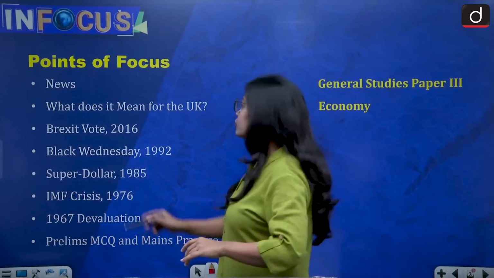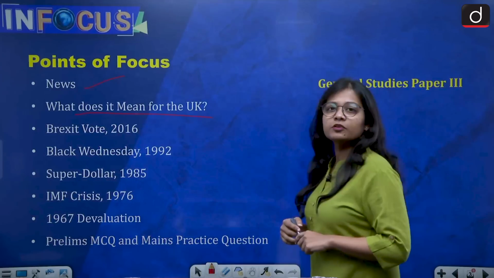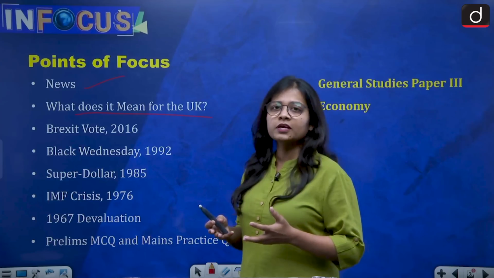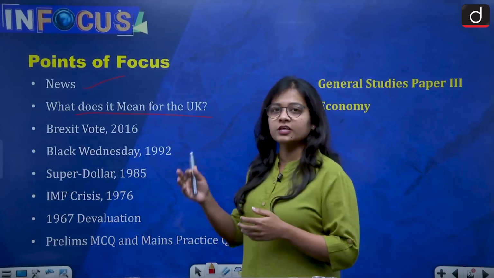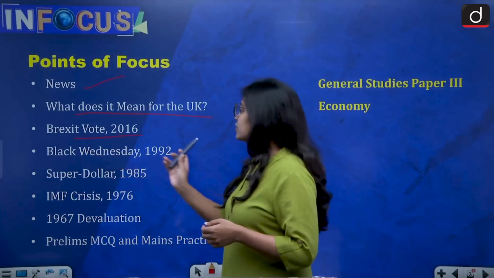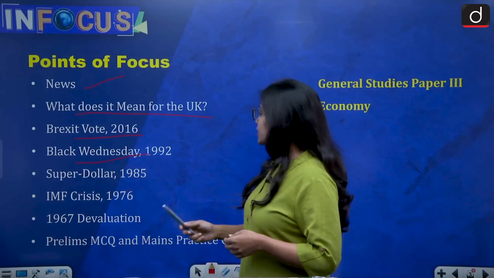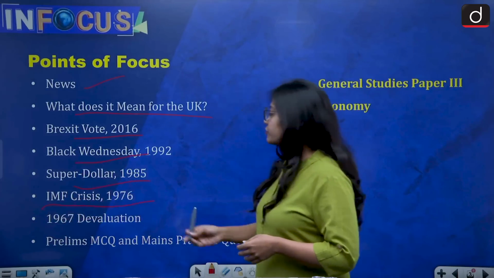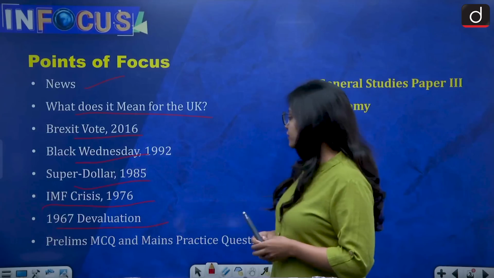In today's video we will be talking about the United Kingdom's currency crisis which is presently going on. So let us first understand the timeline of the video. First we will be looking at what is the news. Then what does the currency crisis mean for the United Kingdom? And a few examples we will see of currency crises the United Kingdom has gone through in its history: the Brexit vote 2016, Black Wednesday 1992, Super Dollar 1985, International Monetary Fund crisis 1976 and 1967 devaluation.